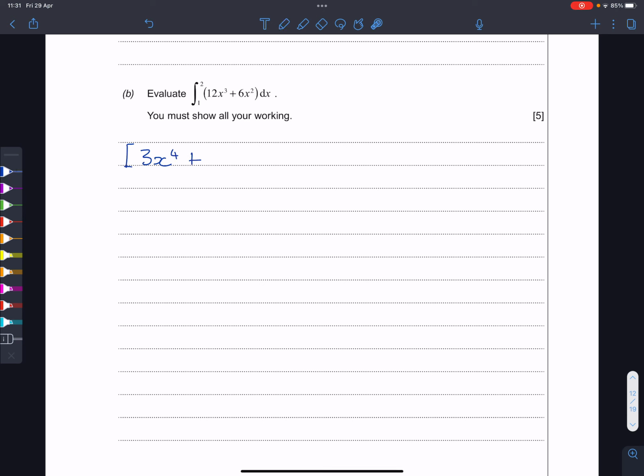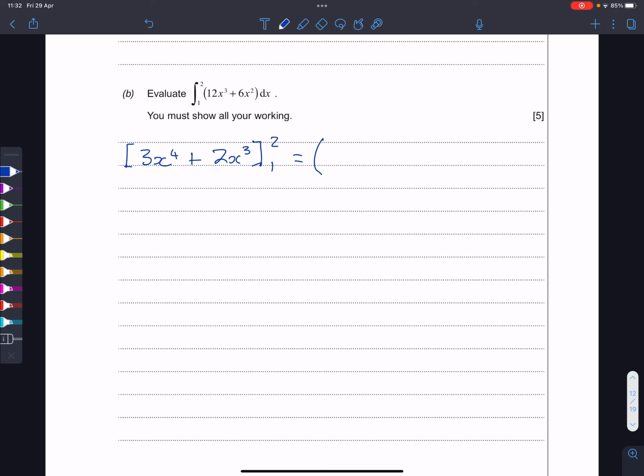Plus 6x squared becomes 6 times the integral of x squared, which is a third x cubed, which is going to be 2x cubed. So 2x cubed. And that is between 1 and 2. So when we're working this out, we substitute in the upper limit first. So we substitute the 2 in first.